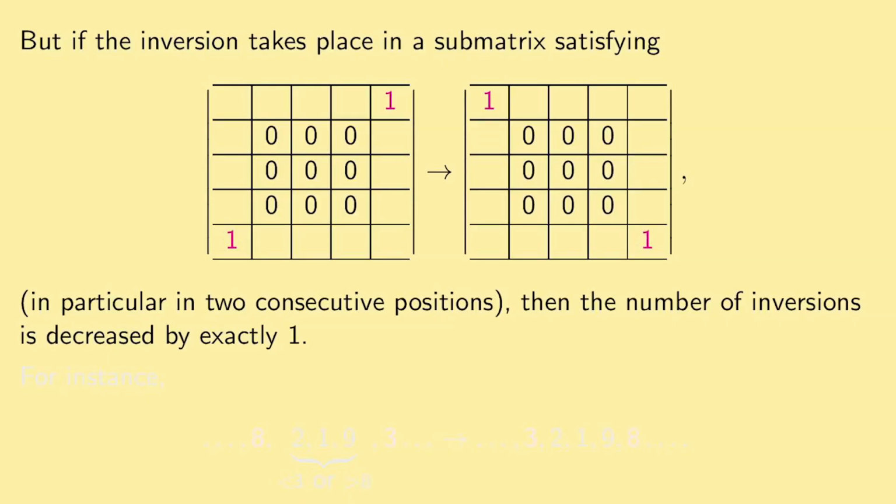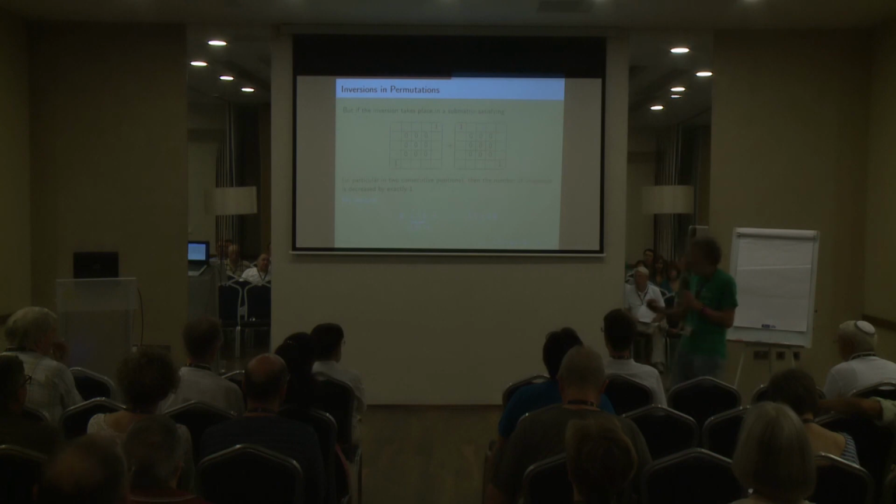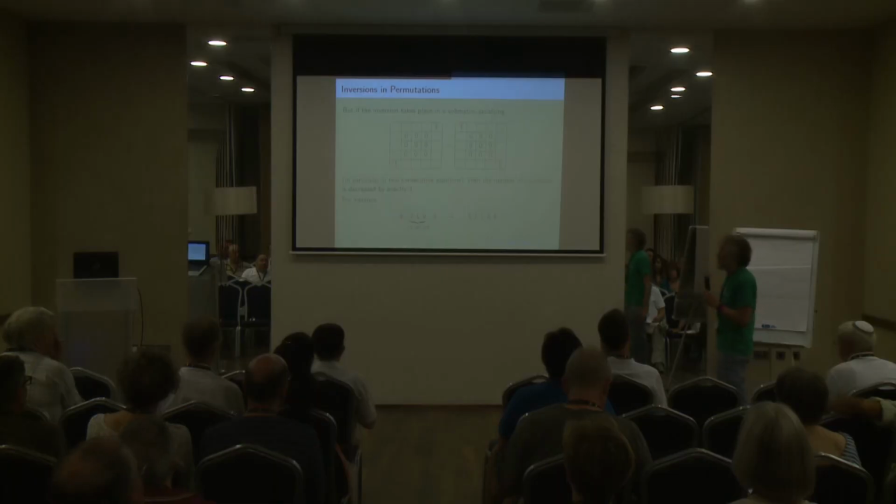But if the inversion takes place, okay, in a submatrix which looks like that one you see there on the left, that is to say between the two ones, you have a 0 matrix, okay? If you do that inversion, okay, then the number of inversions is decreased by exactly 1, okay? Here's an example there, okay? If you look at that permutation there, in between the 8 and the 3, there are 3 numbers, and each is either less than 3 or bigger than 8, which really amounts to saying that that submatrix in between the corresponding ones is a 0 matrix.